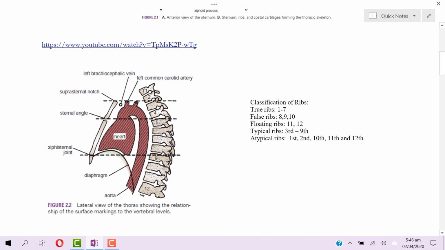Posteriorly, these are the thoracic vertebrae, from the first thoracic vertebra to the 12th. The suprasternal notch lies at the lower border of T2, or between T2 and T3. The manubrium lies opposite T3 and T4. The sternal angle lies opposite the intervertebral disc between T4 and T5, and the xiphoid process lies opposite the vertebral level T9. These are the four levels you have to learn, so learn them carefully from this diagram.